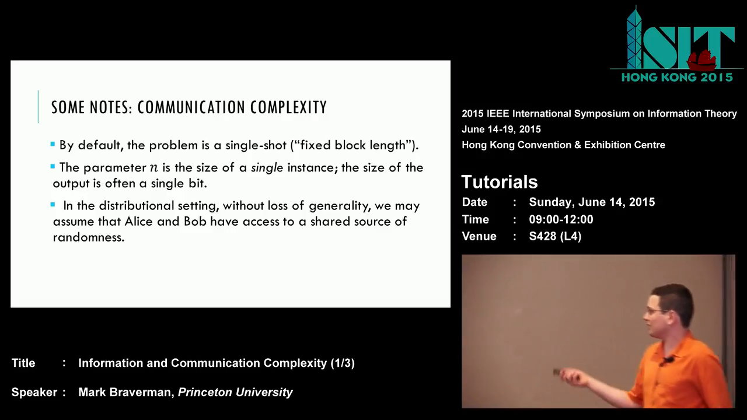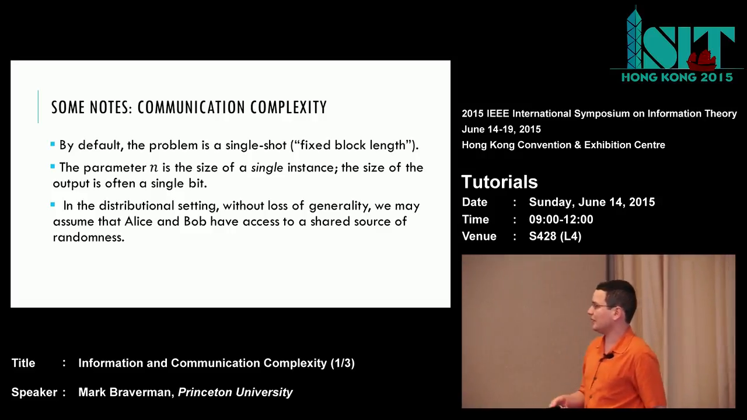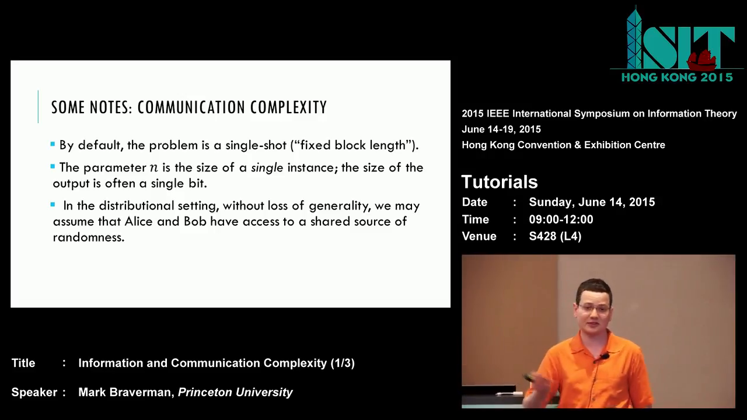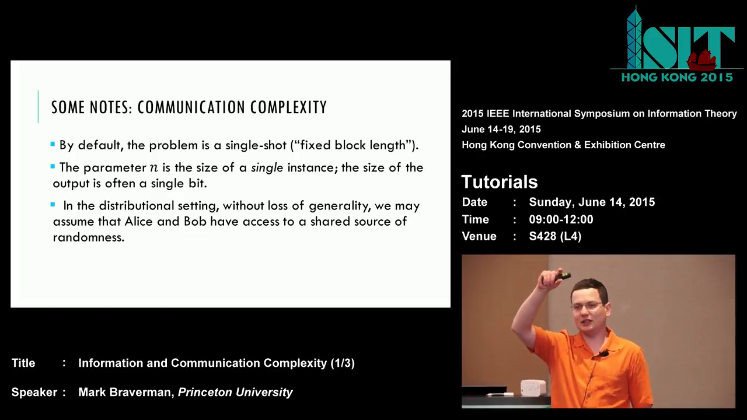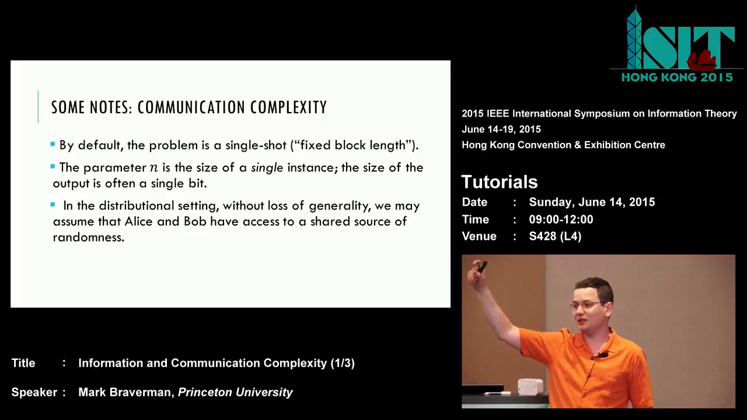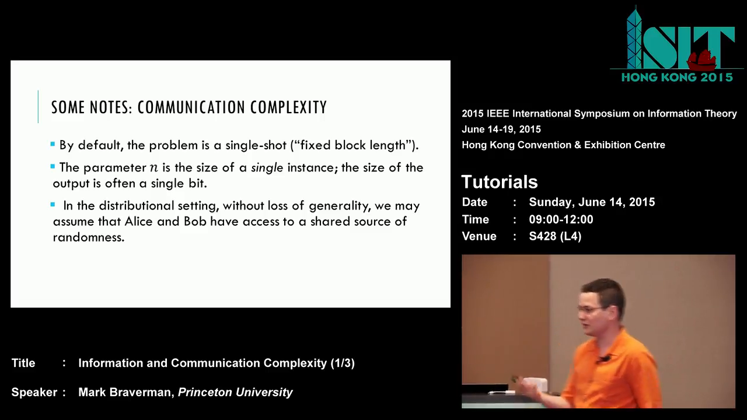So we assume that Alice and Bob have access to a shared source of randomness. Actually, in the distributional setting, this is without loss of generality, because if your error is good in expectation over the randomness, you can also find a specific randomness for which the error is good and just fix it. So you can always replace it with a deterministic protocol.